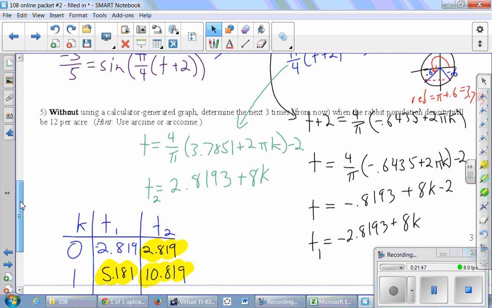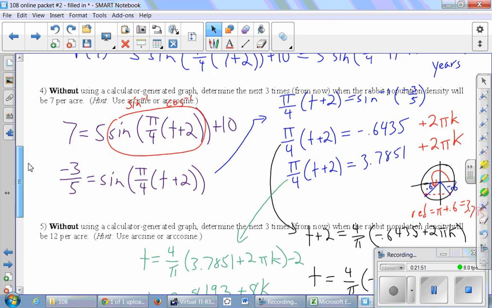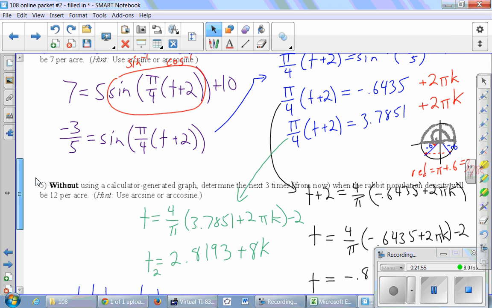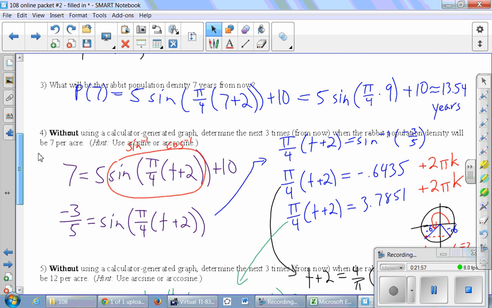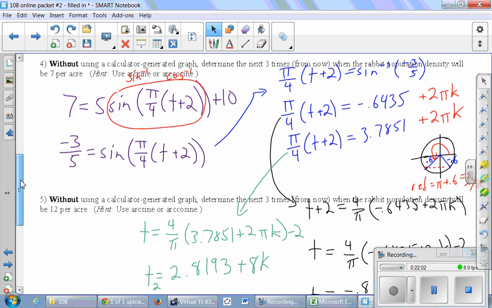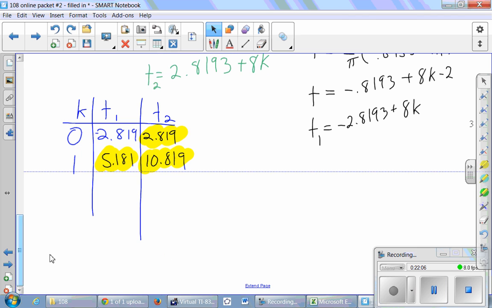Okay, so I have absolutely no space for this 12 per acre, but the good news is that I think we can just take the work that we did and tweak it slightly. So instead of 7, this should have been a 12. So I'll just write that equation and start from there.